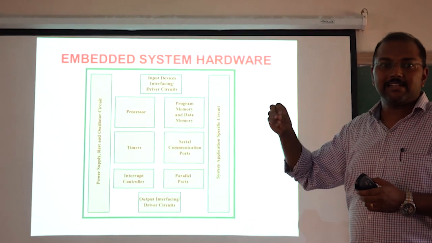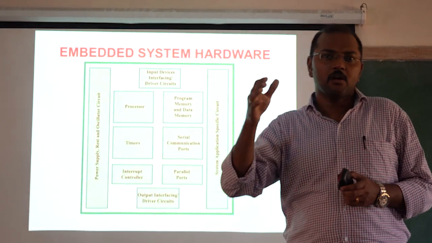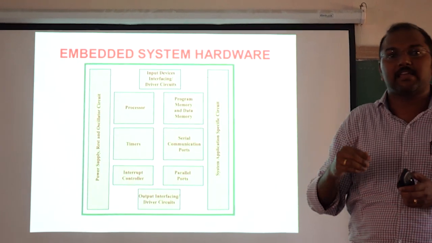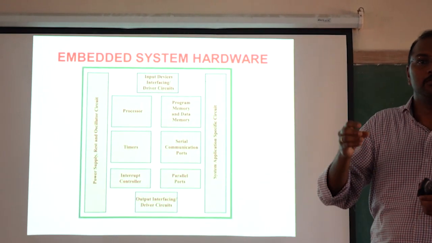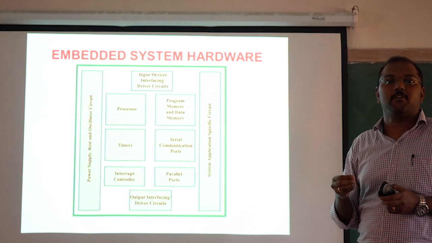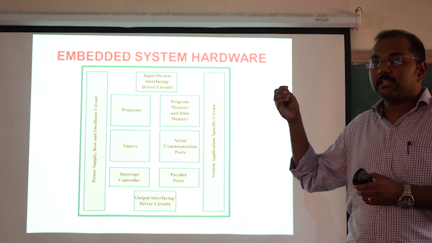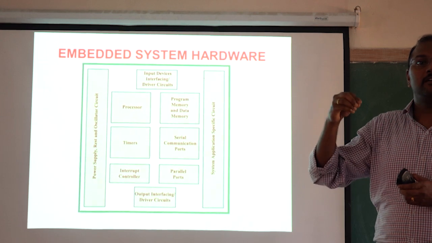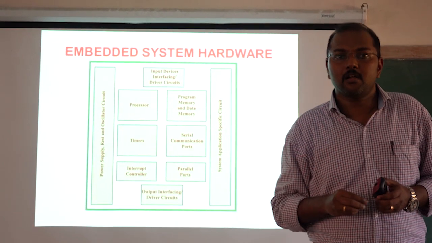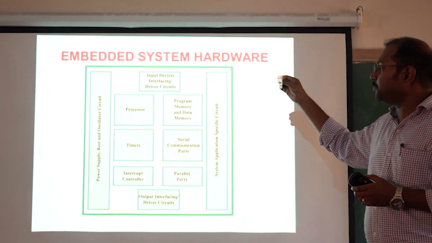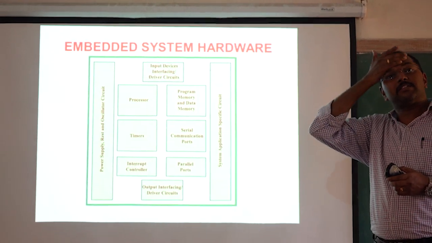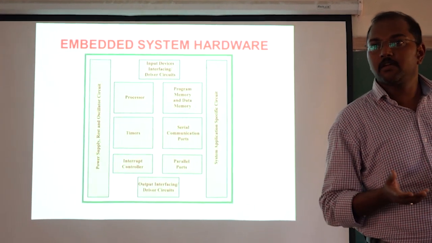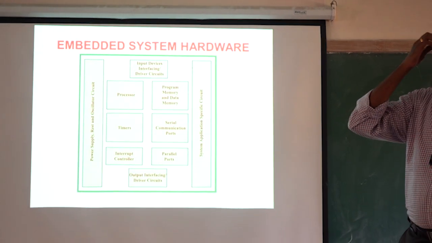Then third will be the oscillator circuit. Commonly in microcontrollers, a crystal oscillator of about 13 to 16 megahertz is used. That oscillator is mainly used to generate the clock pulses. Next will be the input devices. There are many input devices like keyboard, mouse, and joystick, and these are considered input devices.